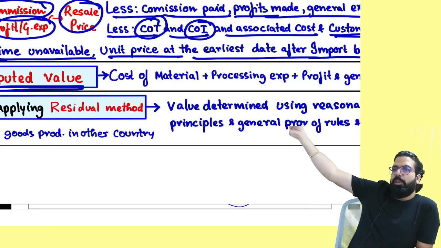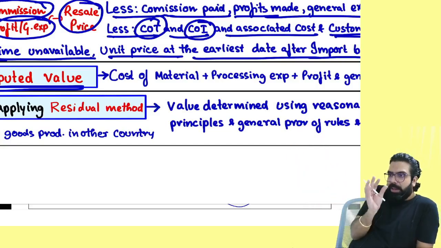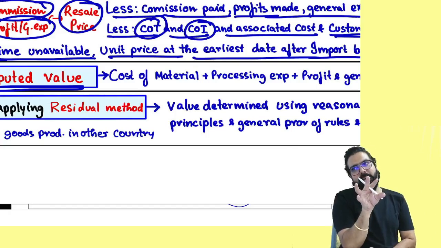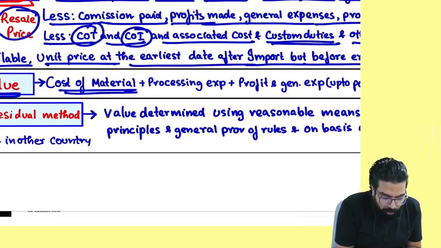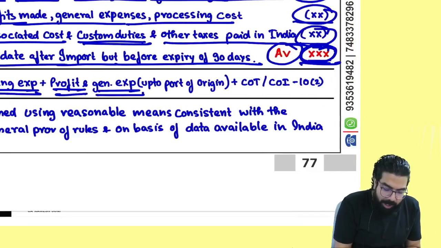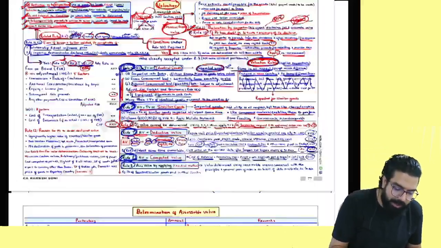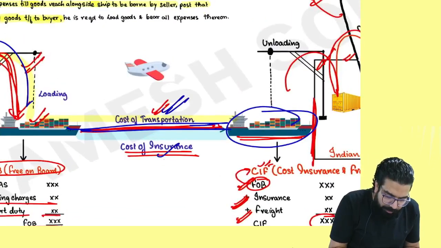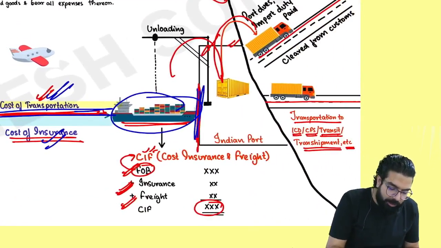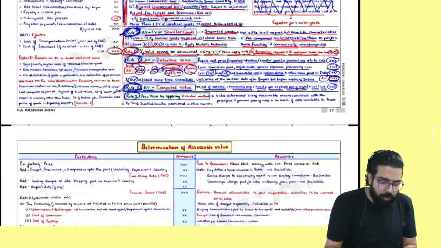From the US port, that person sends it to you, his cost, his profit, his transportation, on the way ka transportation, and you arrive at the Indian value. It says what? Cost of material, processing expense, profit, general expense up to the port of origin, plus the cost of transportation and cost of insurance as per rule number 10.2. Basically, this cost of transportation and cost of insurance, and you'll arrive at the Indian price. Everyone over here, let's go ahead now.